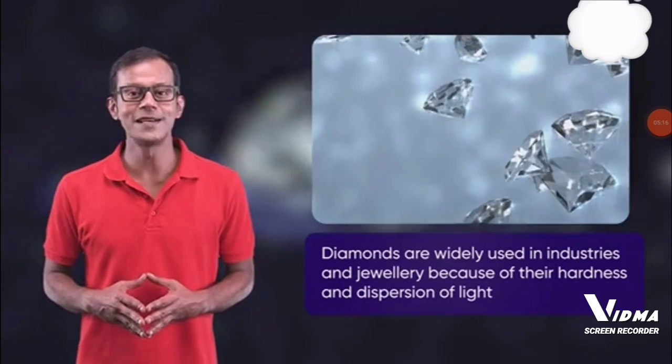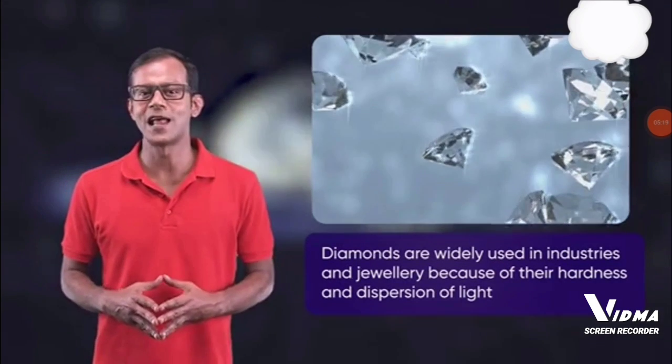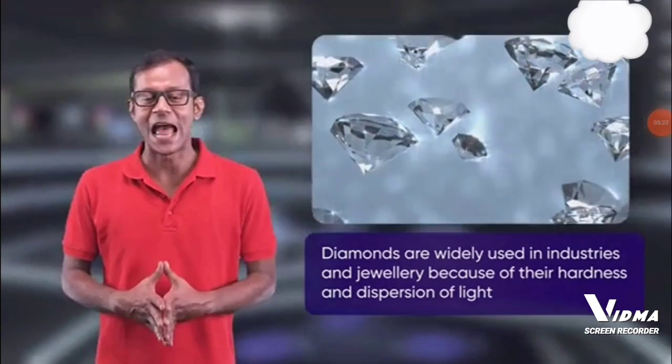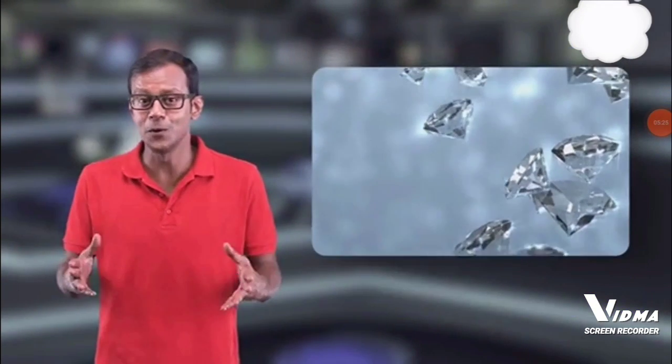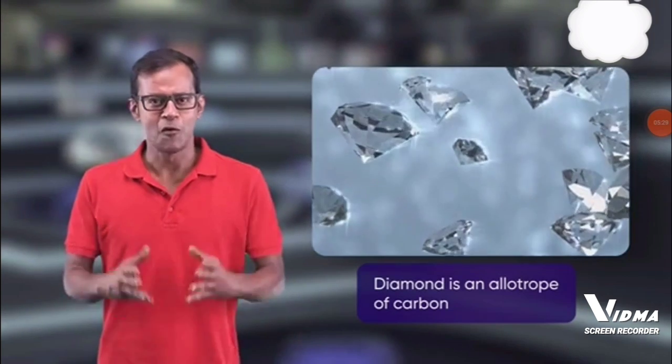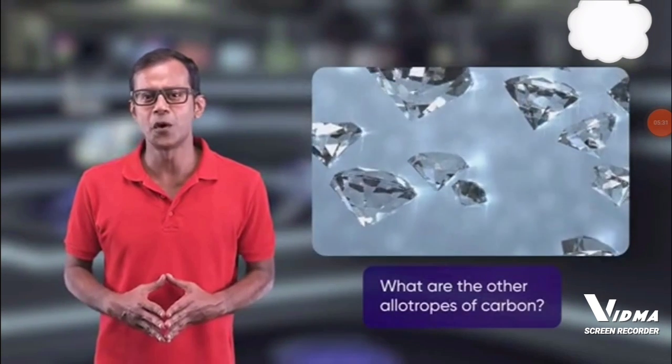Diamonds are precious. Their hardness and high dispersion of light makes them unique and also useful in industries and jewelry. But did you know that diamond is essentially a form of carbon? Wait for the upcoming videos to know more about it.